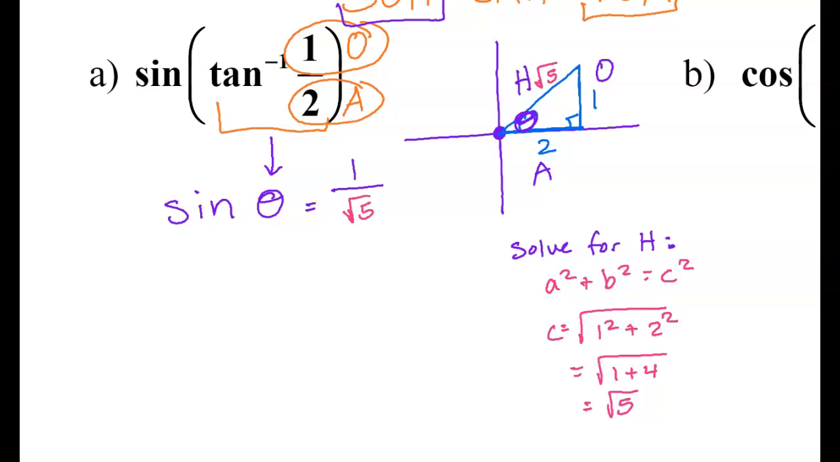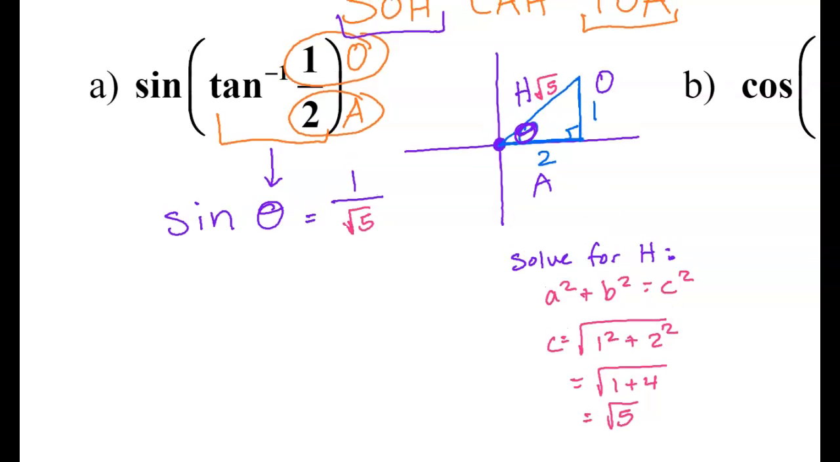Now, can I leave it like this? No, because I can't have a square root in the denominator. So you multiply by the square root of 5 over the square root of 5, and you end up with the square root of 5 over 5. And that's what we input into that cell.